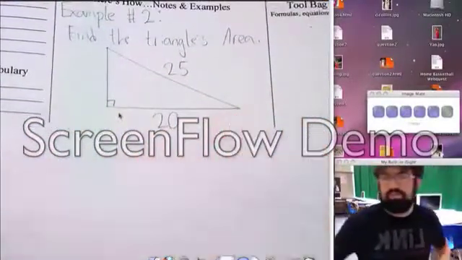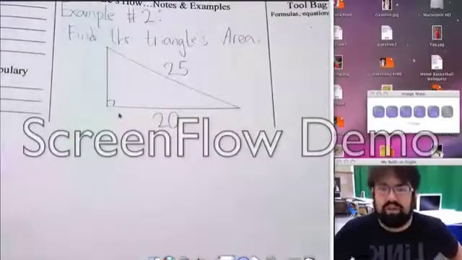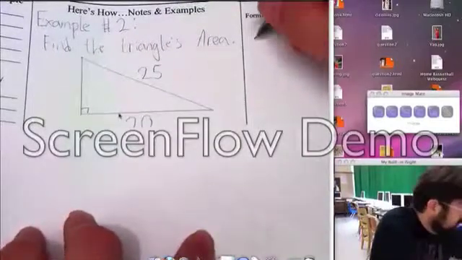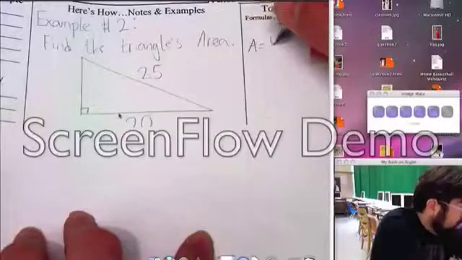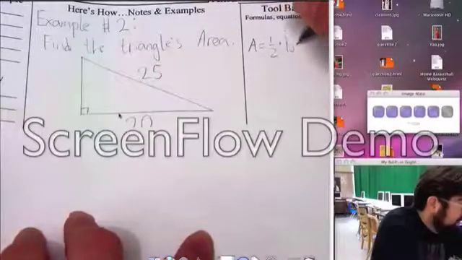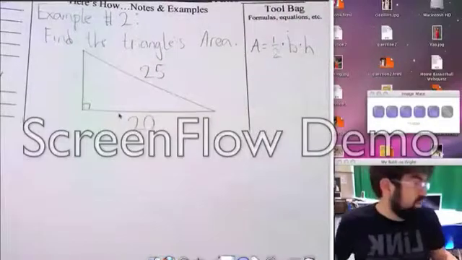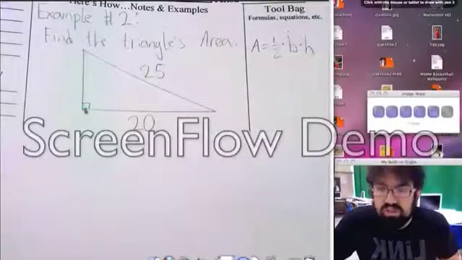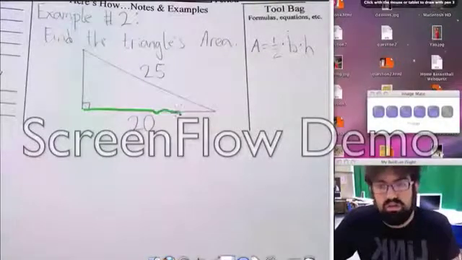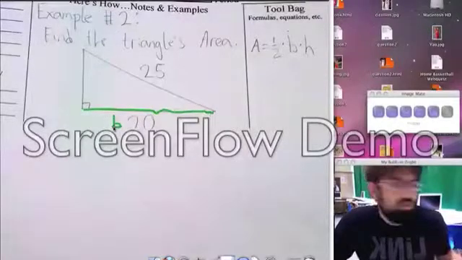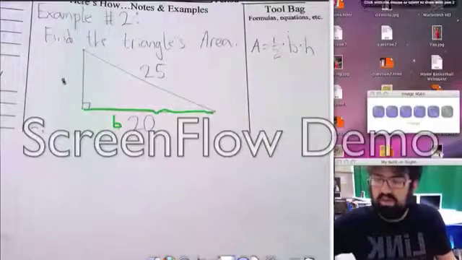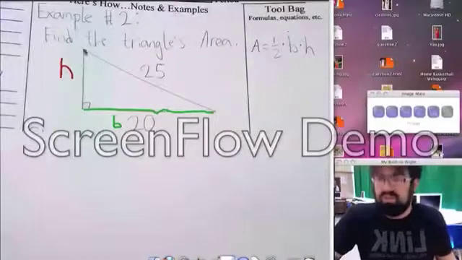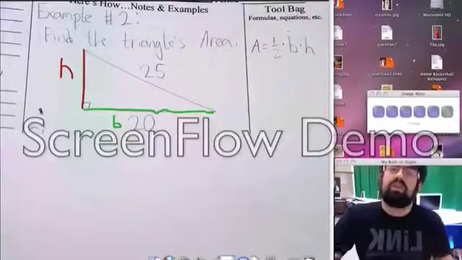So for example number 2, I'm asking you to find the triangle's area. Let's definitely write down the equation first, which we worked on a little bit in class today. We know area is equal to 1/2 times the base times the height. The first thing you're going to notice is, well, if this is the base, then this would be the height, because it's a right angle right here. We don't know what this side is. We're missing that guy.